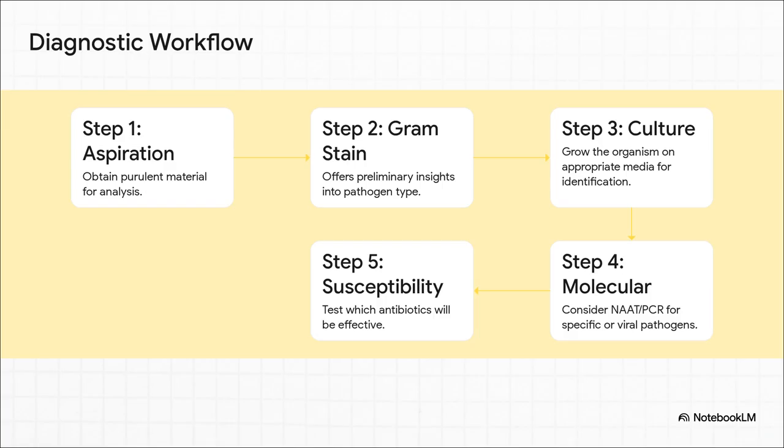Next, you culture it to actually grow and definitively ID the organism. You might also consider using molecular tools like PCR, especially for those tricky-to-culture bugs. And finally, the crucial last step, susceptibility testing. This tells you which antibiotics will actually work.